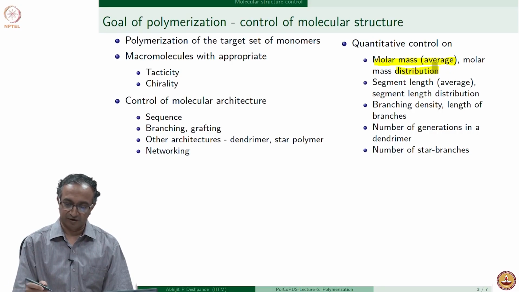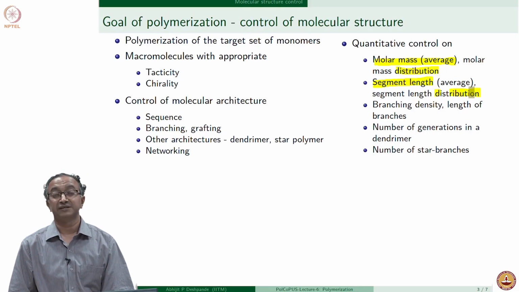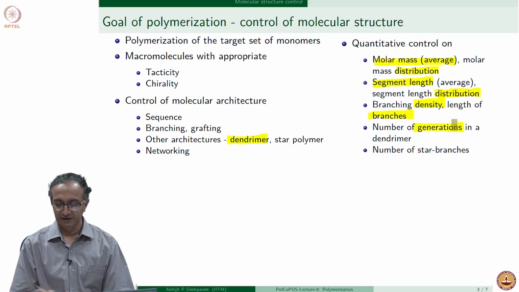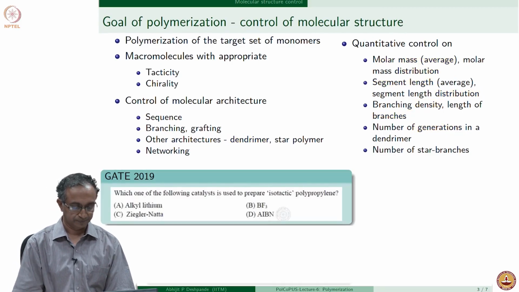In case of a cross-linked sample, we will have to look at segment length, average segment length, as well as the distribution. In case of branching, the number of branches, how many branches are there, and also the length of these branches. Or in case of a dendrimer, for example, you might have number of generations and so on. So therefore, this is the canvas in which polymerization has to operate and provide us the precise molar mass, sequence, branching, and all these features that we talked about.